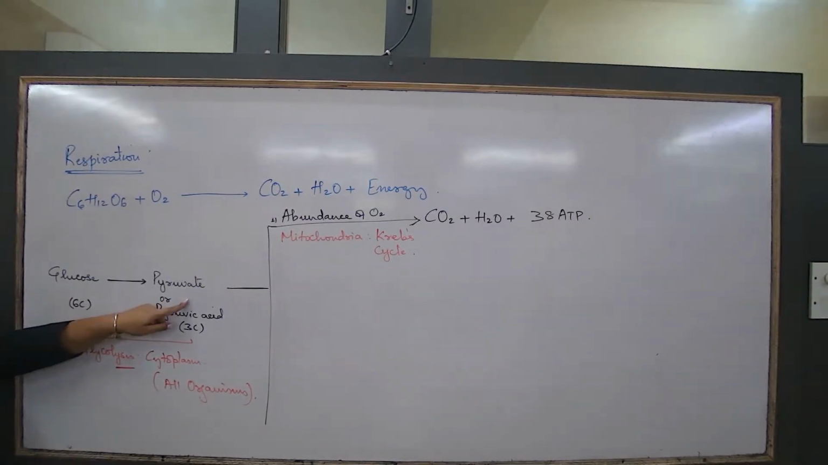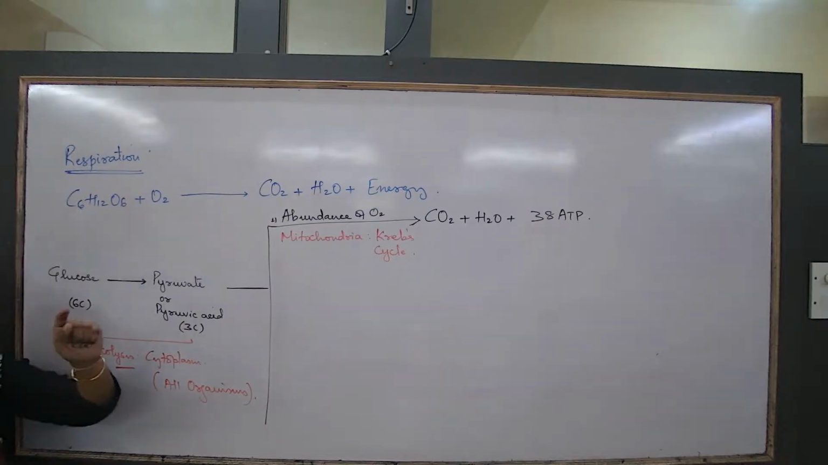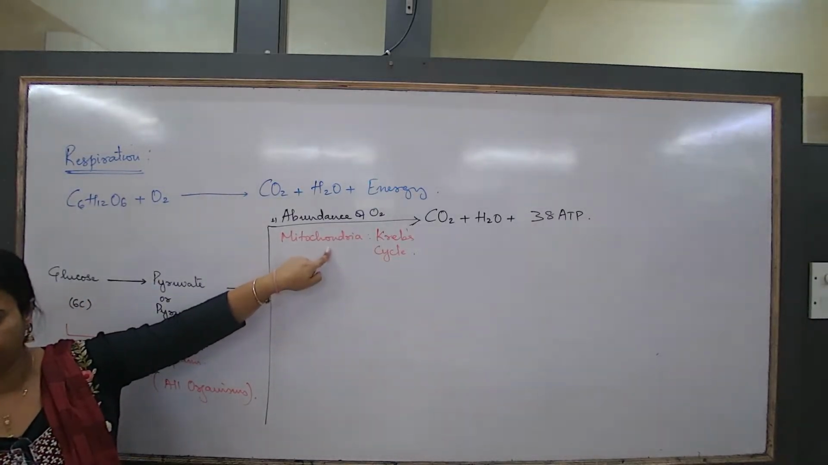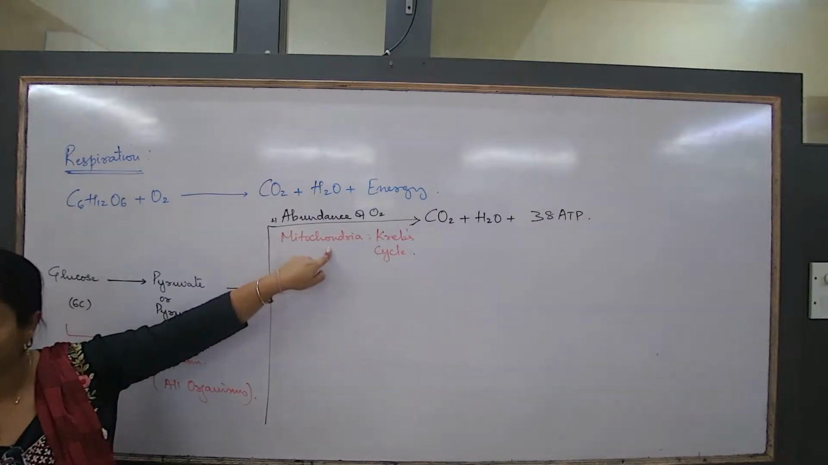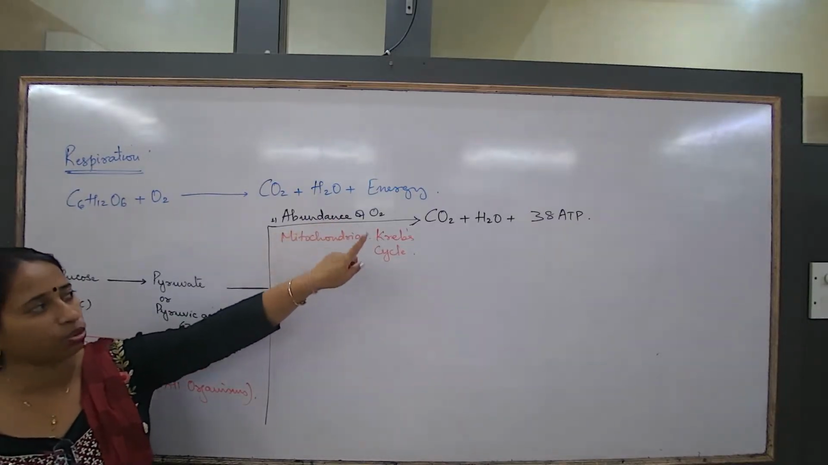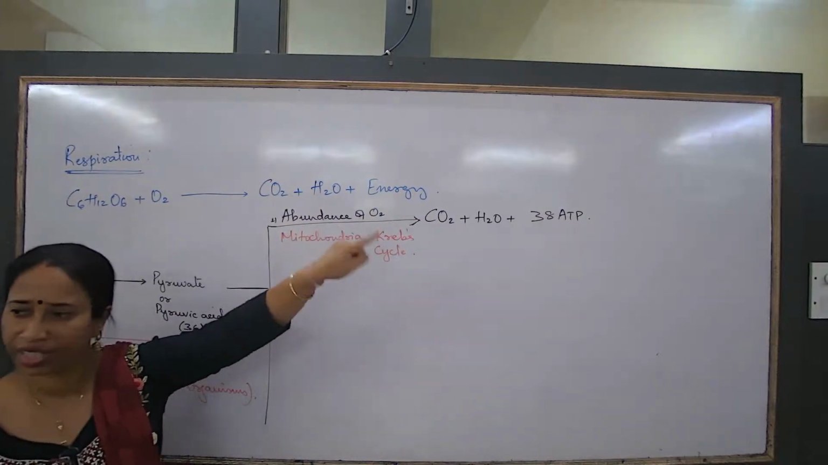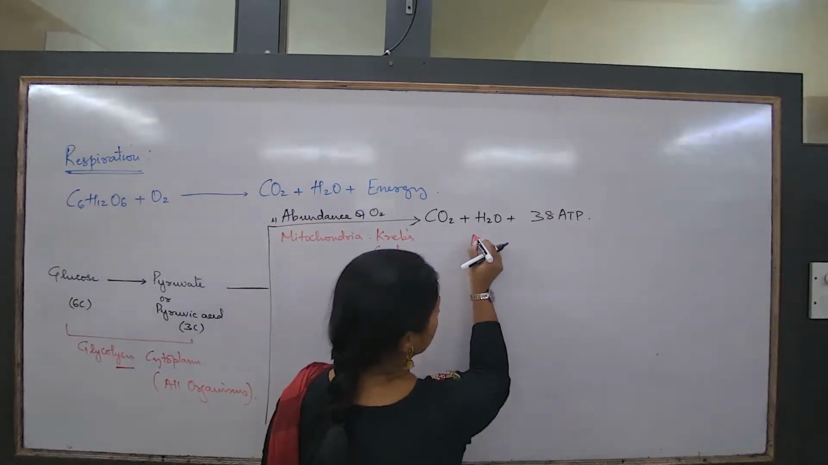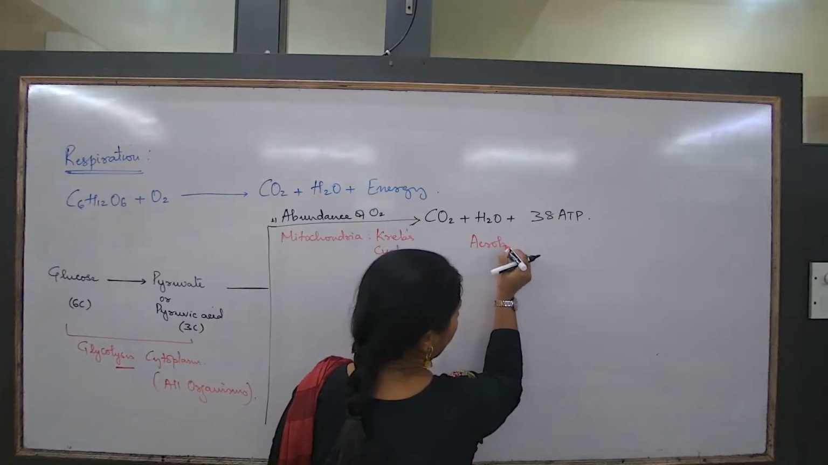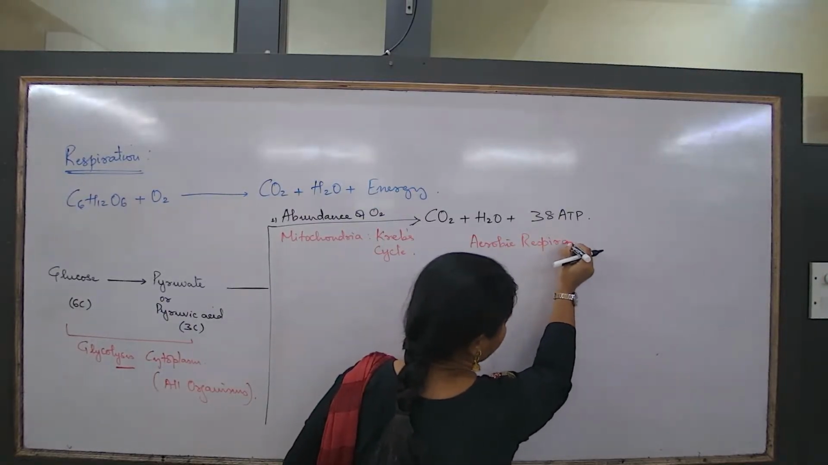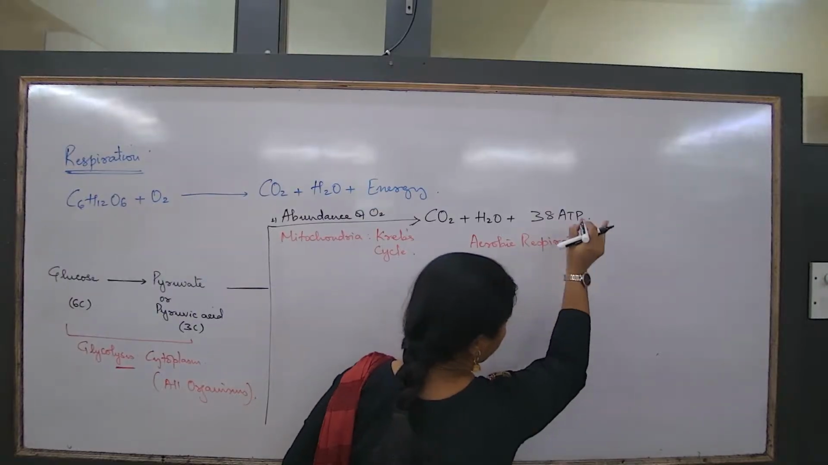But pyruvate now, based on what the condition. So I'm talking about cells which have mitochondria, organisms which can take in oxygen, organisms which have enough oxygen. In all those cells this process will happen. So what is this process known as? This process is known as aerobic respiration. Try to understand. After that, we'll have to write down the differences.